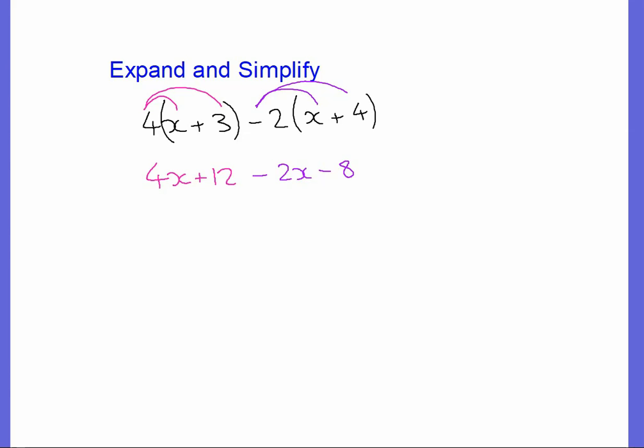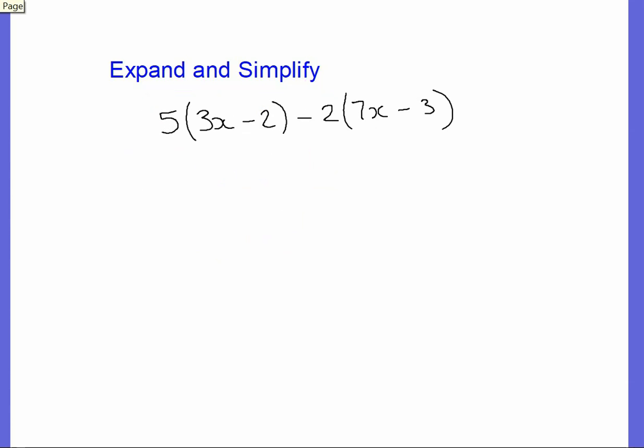So 4x take away 2x, you can see the like terms here. Well, that's 2x. And 12 take away 8 is a positive 4, so we write positive in the middle. So hopefully you're looking at that going, I've got that, it's not a problem. So why don't you pause the video, have a go at this one, and when you're ready, hit play, but it is definitely trickier.